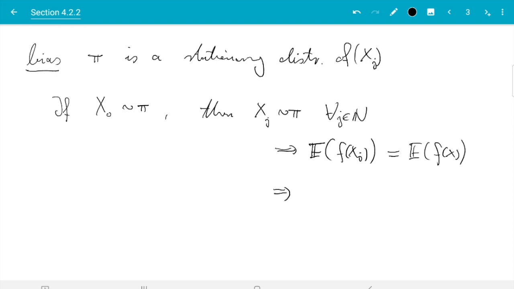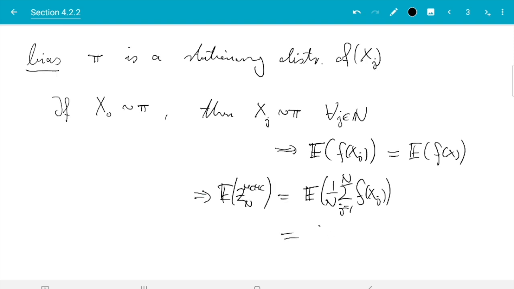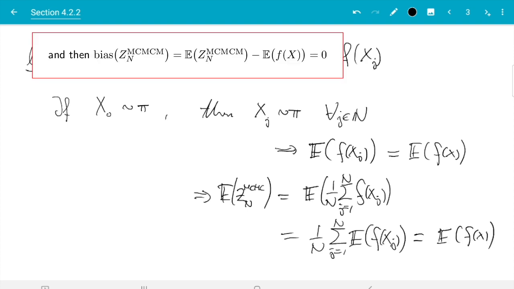And then we can get, as before, expectation of 1 over n sum j from 1 to n f of xj. That is our Markov chain Monte Carlo estimate. And this we know is 1 over n sum j from 1 to n expectation f of xj. So that would be expectation f of x in this case. So that's what we had for standard Monte Carlo estimates.